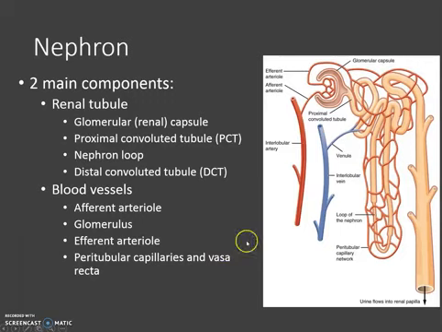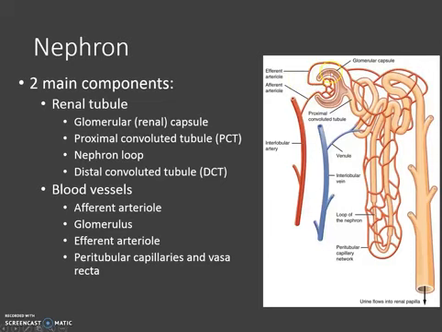Now, a nephron is made up of two main components. One of them is called the renal tubule. And on this picture here, the renal tubule includes the yellow tubular structure that you can see here. You see it's got loops and it twists around. And the renal tubule is made up of four distinct regions.